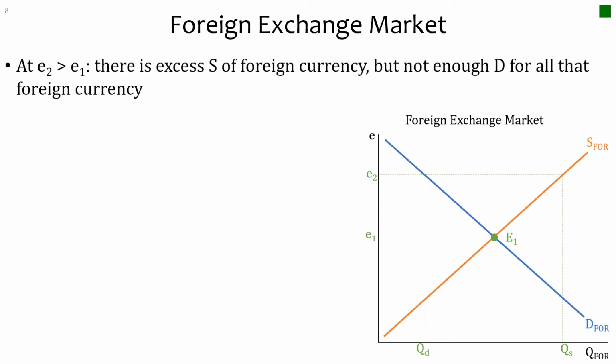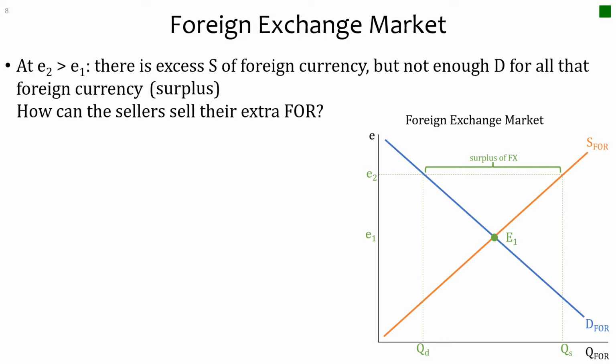All right, so at E2, which is above E1, above the equilibrium exchange rate, there is excess supply of foreign currency, but not enough demand for all that foreign currency lying around. What is it called when you have too much supply but not enough demand? Surplus, right? So you can show a surplus graphically in any market, including the foreign exchange market, by looking at the distance between the supply and the demand curves. So Fx here stands for foreign exchange.